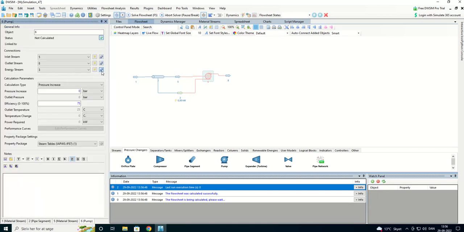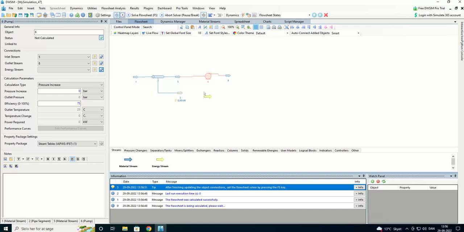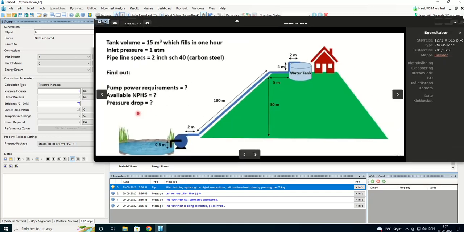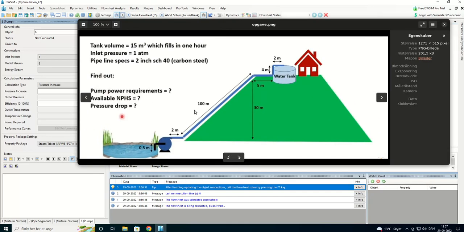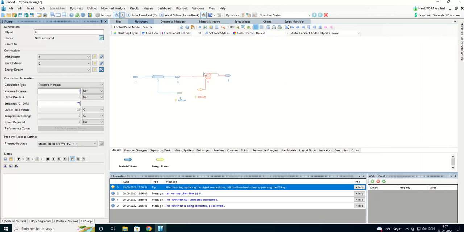We're going to add a separate energy stream. So now we are here at the outlet of the pump. We're going to add the 2, 100, 5, 4 and 2 meter segments of pipe. Can do it here.